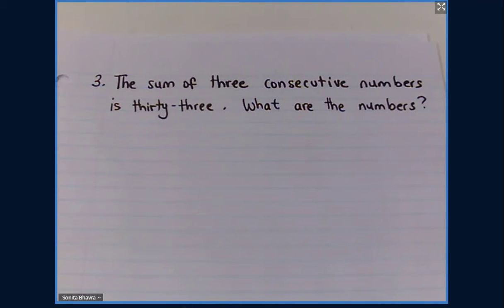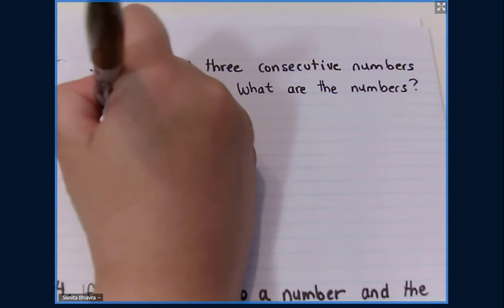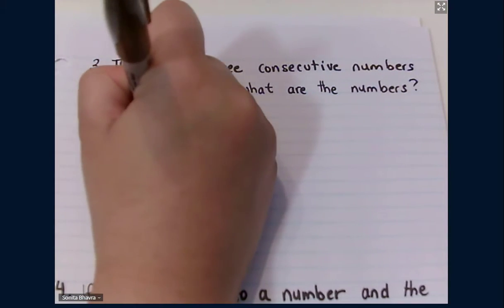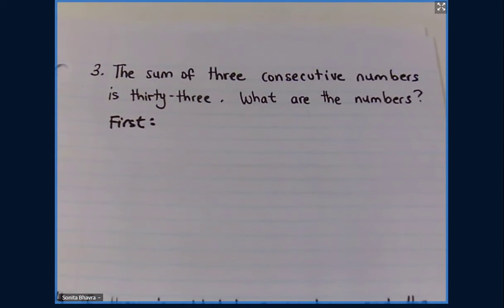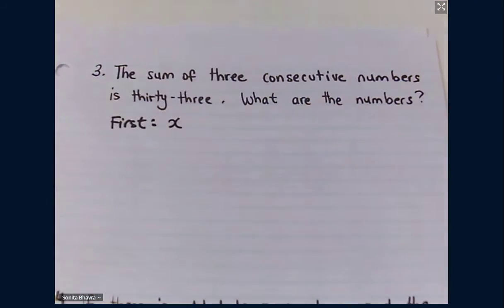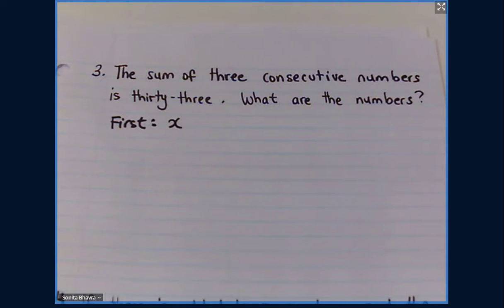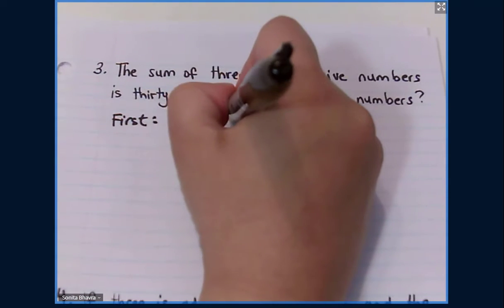So to set up consecutive numbers, the first number is always x. The first number is x. The second number will be x plus 1.